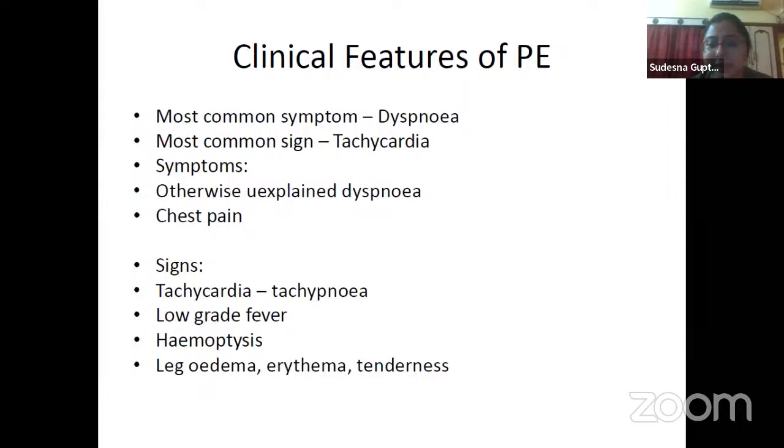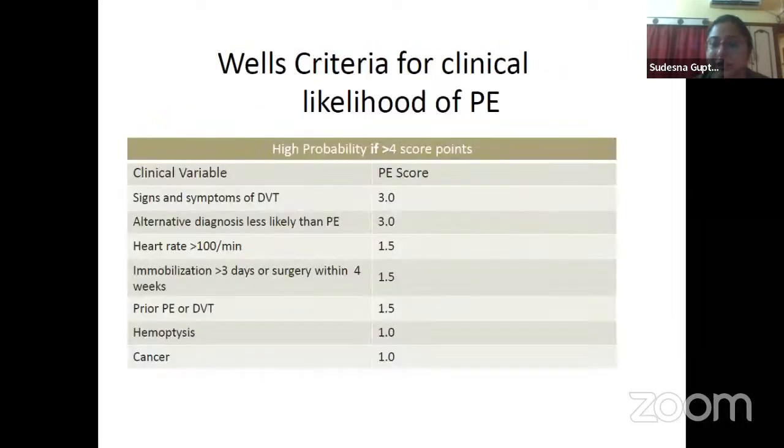If I need to study the clinical features of PE, in case of embolism, the most common symptom is dyspnea, with the most common sign being tachycardia. Another thing to keep in mind, pulmonary embolism should always be ruled out whenever there is any case of unexplained dyspnea. Signs such as tachycardia, tachypnea, low-grade fever, and hemoptysis may also be associated.